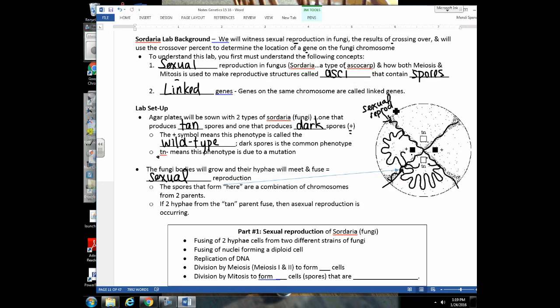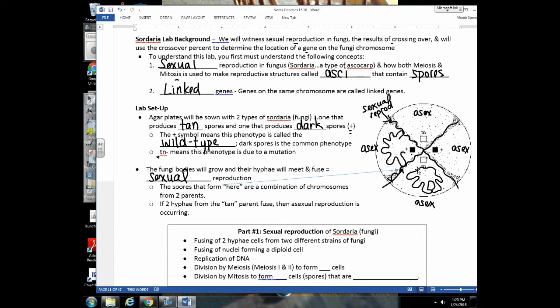Now we're also going to get asexual reproduction in these areas right here. So I'm just going to put asexual, asexual, asexual, asexual. And that happens if two hyphae from the same parent meets. So I'm just going to show, I shouldn't erase the whole thing, but imagine if these two would meet and fuse, then we're going to get reproduction, but it's due to just one parent. So we're going to see both sexual and asexual reproduction.